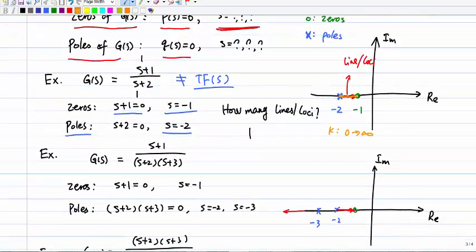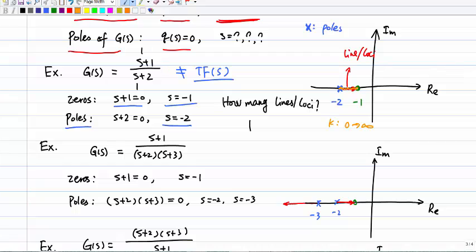Of course, I could have a more complicated case. For example, G(s) given by (s plus 1) divided by (s plus 2) times (s plus 3). For the zero, we set s plus 1, the numerator, to be 0, so s is negative 1. I plot a zero over here at negative 1. For the poles, s plus 2 times s plus 3 is 0, so I set Q(s) to be 0, and I have s equals negative 2 and s equals negative 3. So two poles over here, which I draw here.